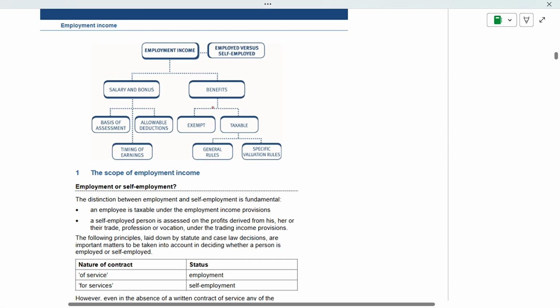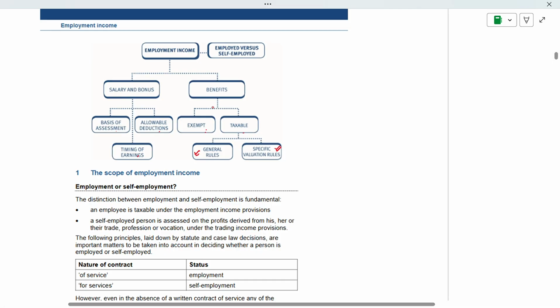When we do that, there are so many things: employment income, employed versus self-employed. We will focus more only on employment income: salary, bonus, basis of assessment, deductions, timing of earnings. Benefits: what is exempt and what is taxable. When talking about the taxable, what are the general rules and what are the specific rules. Just have one view on this.